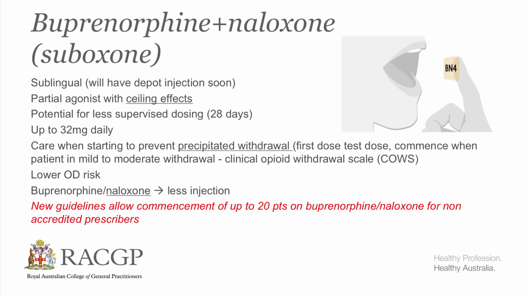Now with our new guidelines, once again, all of us without training can commence up to 20 patients on buprenorphine naloxone. So you can have 20 people that you're prescribing for, and you can actually start them on that treatment. So all up, all of us, if we wished, could have 30 people that we're seeing in our practice and being the authorised prescriber for, 20 of them for buprenorphine naloxone and 10 of them for methadone, should we wish. Moving on.